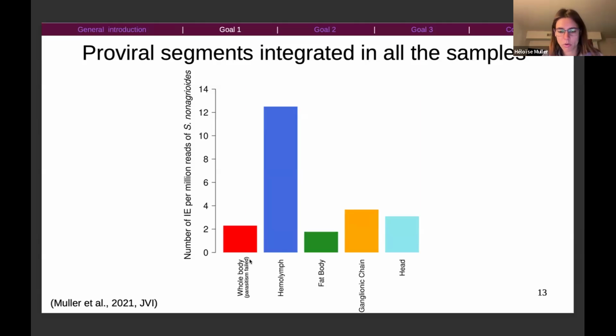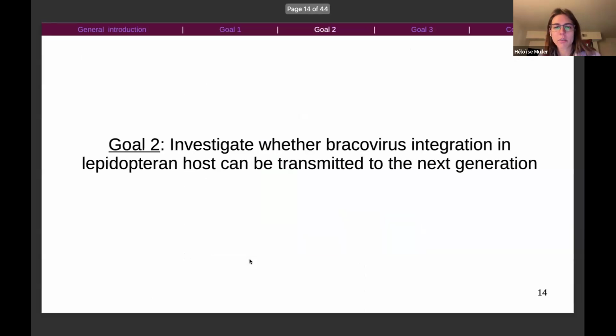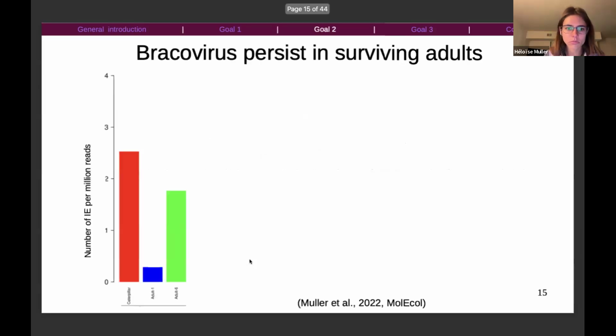Sadly, I don't have time to go into more detail about the mechanisms of this study. So I'm going directly to goal number 2, in which I investigated whether the bracovirus integrated in the Lepidoptera could be transmitted throughout the generations. In order to be transmitted, 2 things have to happen. 1, the integration has to take place in a cell that will be transmitted, so in a germinal cell. And 2, this integration has to persist until the adult stage.